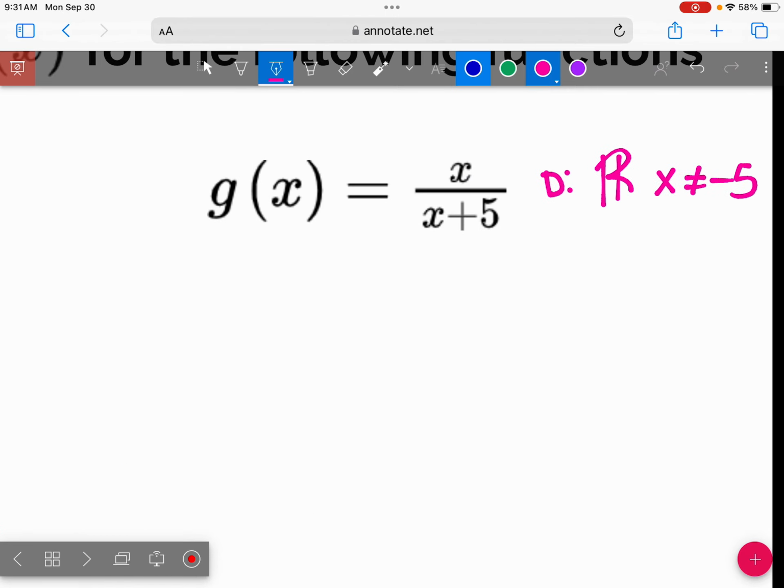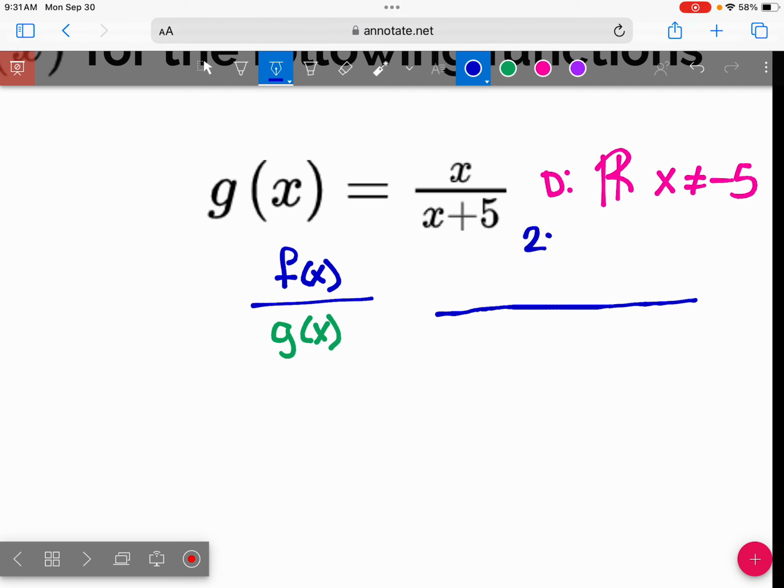So let's do our division here. So we're going to take our f over g. That means we're going to put f of x over g of x. So when we build this, we are going to wind up with a monster fraction, because my f of x is 2x over x minus 4, and my g of x is x over x plus 5. And we are dividing these two pieces.